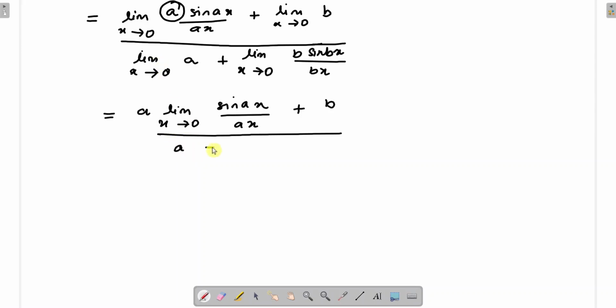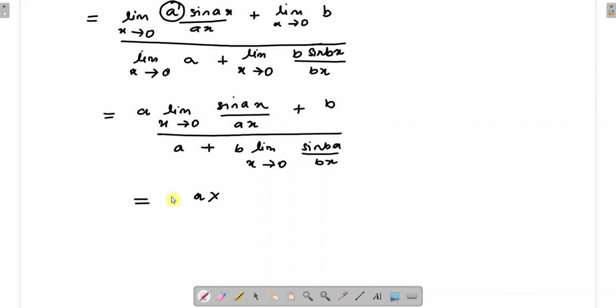Here also the same thing: the limit of a as x tends to 0 is a, and b, that is the constant, will come out of the limit. So b times the limit as x tends to 0 of sine bx divided by bx. This will now be equal to a times the limit as x tends to 0 of sine ax divided by ax.